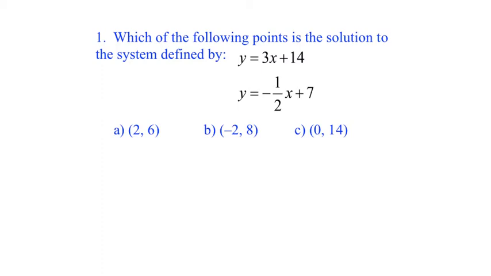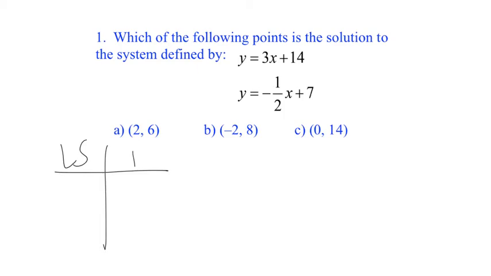Well, hopefully you realize that if a point is going to be the solution, then that point has to satisfy or has to be on both of the lines. So in other words, if I look at 1a, the point (2, 6) has to be on the first line or satisfy the first equation, and also has to satisfy the second equation. The best way to look at that is to do our usual left side, right side check.